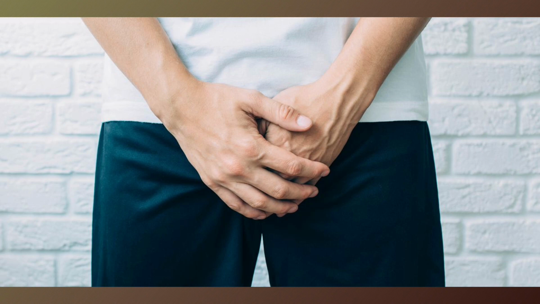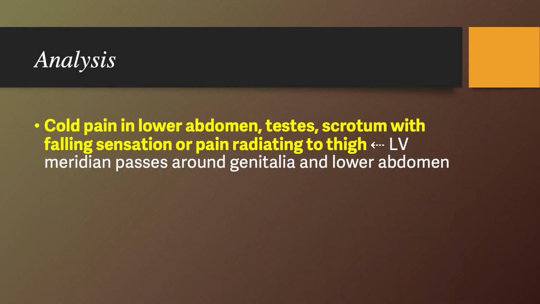The pain can be aggravated by cold and relieved by warmth. Pale tongue with a white or dark coating and a deep wiry pulse. Cold intolerance, cold limbs, and pallor may also be present. Since the liver meridian passes around the genitalia and lower abdomen, cold retention in the liver meridian may cause cold pain in the lower abdomen, testis, and scrotum with a falling sensation or a pain radiating to the thigh.